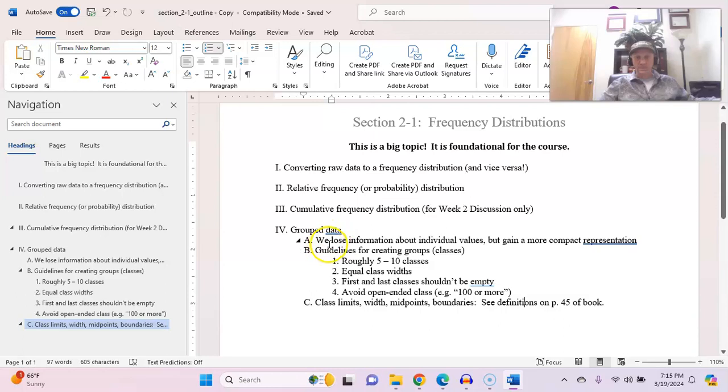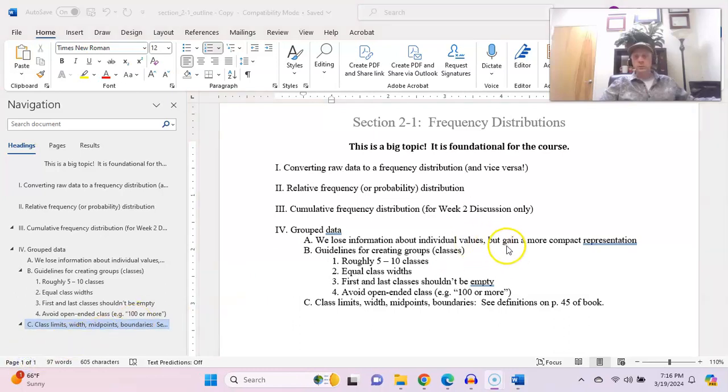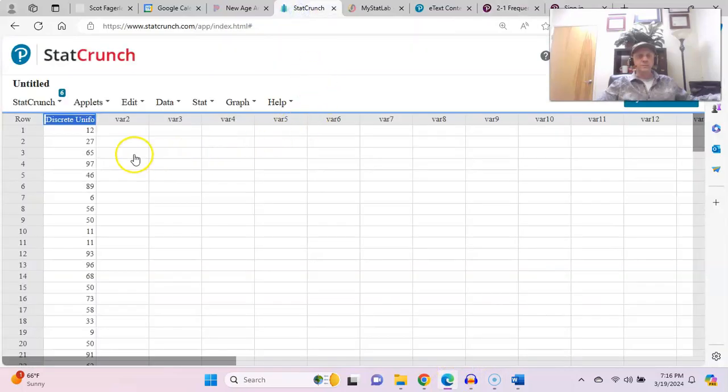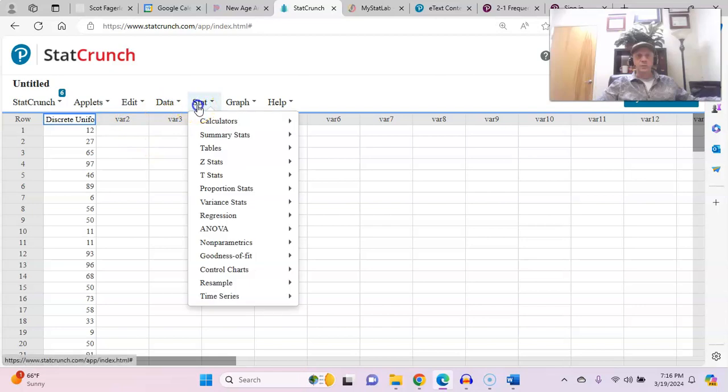When we group data, it's a trade-off. We lose information about individual values, but we gain a more compact representation. What does that mean? Let's take a look at the grouped data that we came up with for this list here.